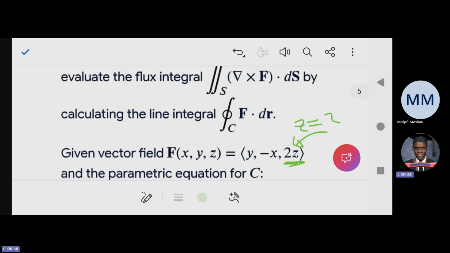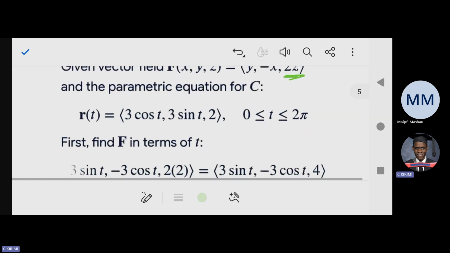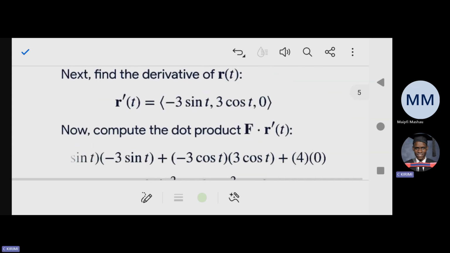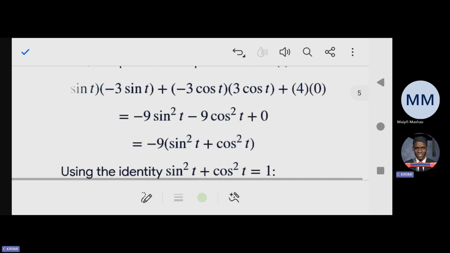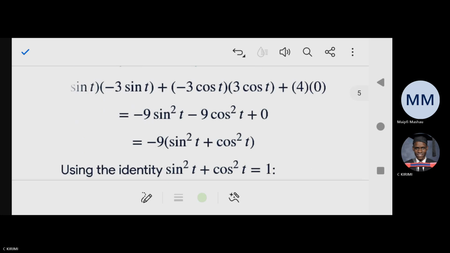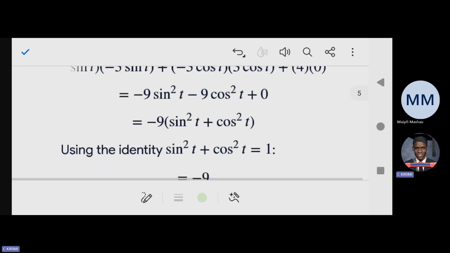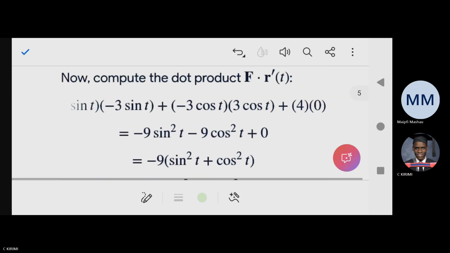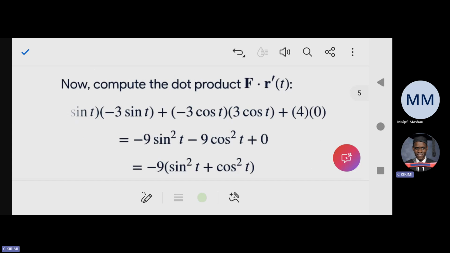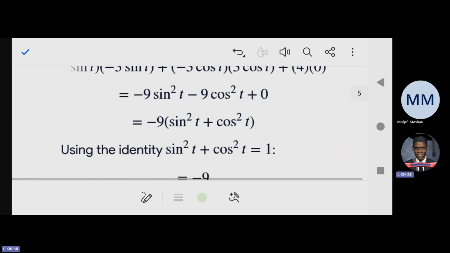So if I have F and r prime of t, both in terms of t, then I'll be done. F is in terms of t, and r prime is also in terms of t. So when you take the dot product, we are going to get minus 9 sine squared t plus cos squared t. Then you factor out the common factor. What are the common factors so that you can have an identity?